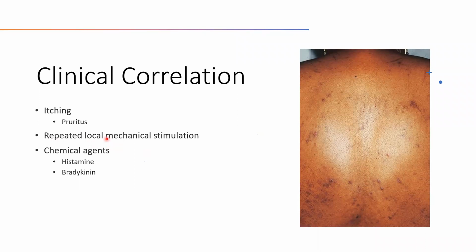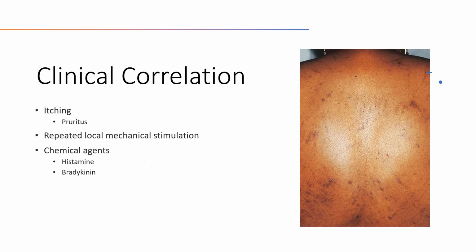One is repeated local mechanical stimulation. It can also be produced by chemical agents like histamine and urokinase. So that is why when you have allergic hypersensitivity reaction, the mast cell, no, which mediates the inflammatory reaction of the body, secondary to allergic reaction, will release histamine and bradykinin, and it will create the itchy sensation we find in clinical conditions associated with allergies.